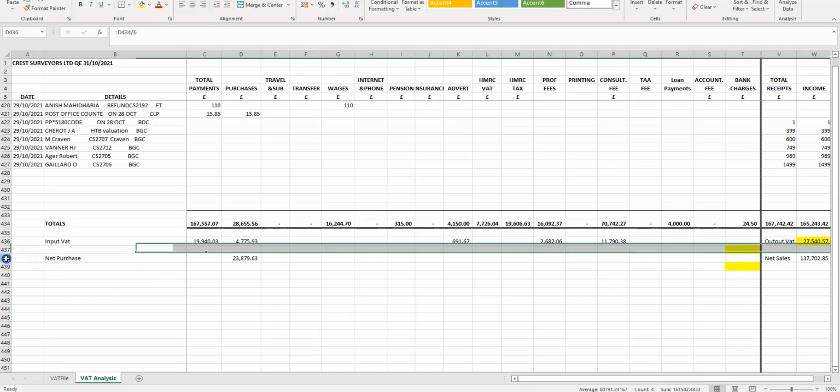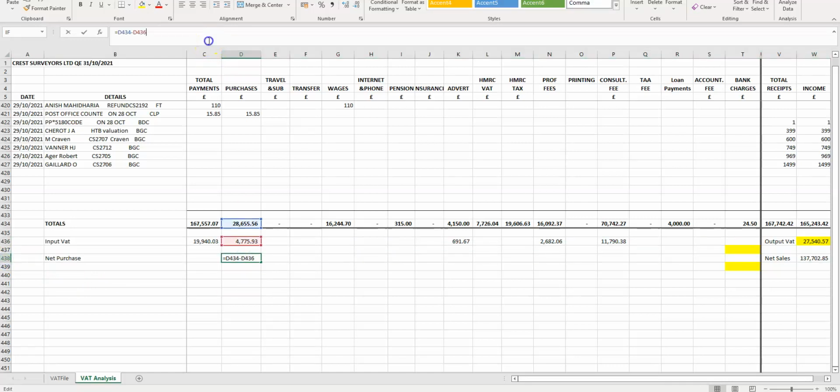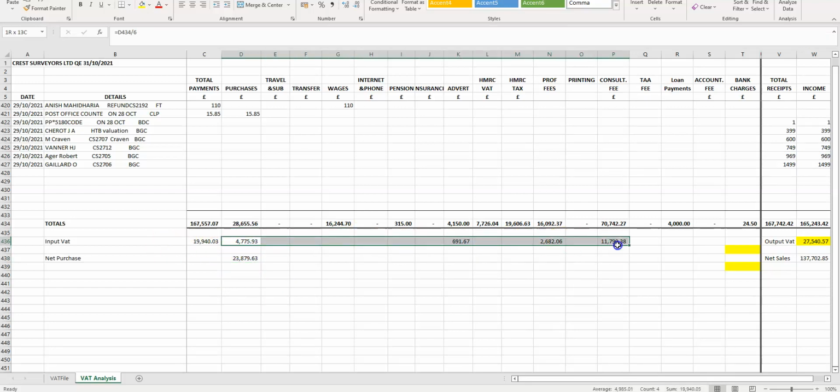And also we need the net figure to complete the boxes. How do we do that? We can do the gross minus the VAT and it will give us the net figure. So from the gross we minus the VAT and that will give us the net purchase, and that's how we can identify how much the net purchase is, because we need it.